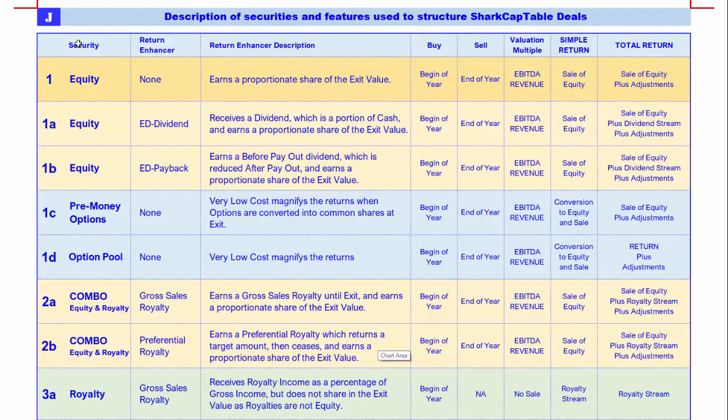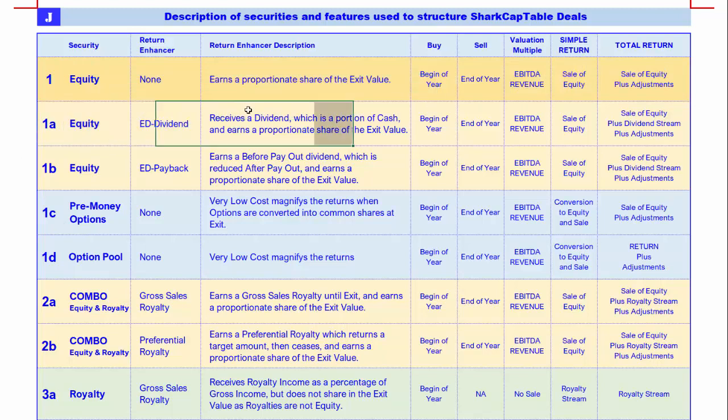Okay, so here we're going to go through this description of the securities. So here's the security. We have equity, the return enhancer. There aren't any. The return enhancer description, well, it earns a proportionate share of the exit value, but there are none. And the buying and the selling of it occurs at the beginning and the end of the year. The valuation multiple could be a multiple of either EBITDA or revenue. The simple return is the sale of equity at the end, and the total return is the sale of equity plus adjustments. Okay, we've actually been through this. We've just been through this one.